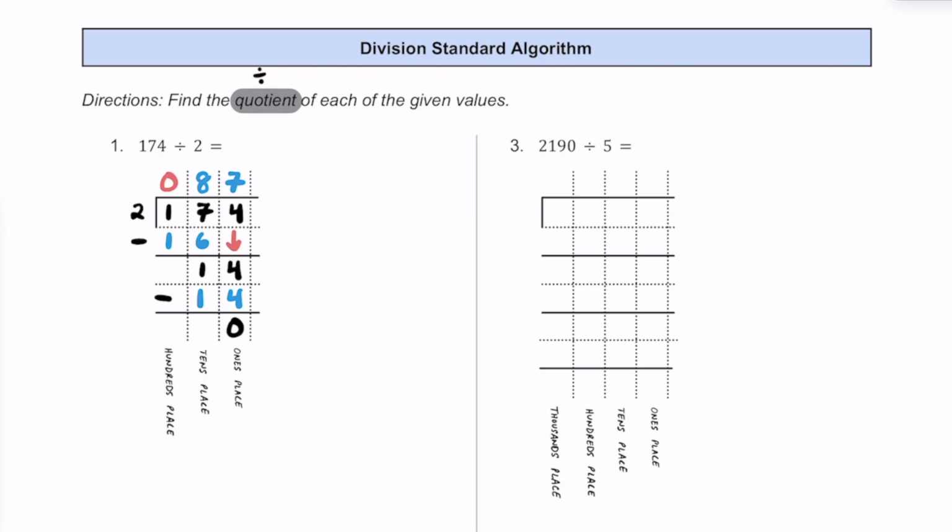So the answer to this problem, or the quotient, is going to be this 87. Let's put that where our answer is. Remember, the top of this problem is going to be where the quotient is. That is going to be our answer. It turns out that 2 fits into 174 87 times.